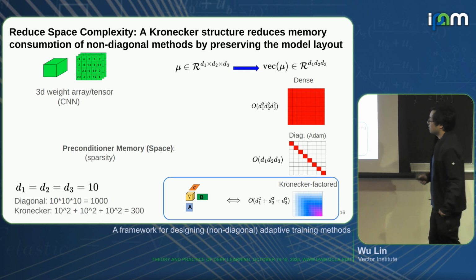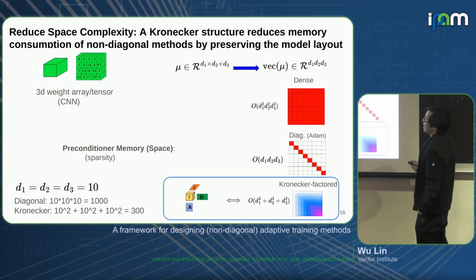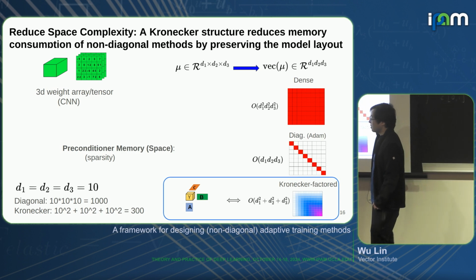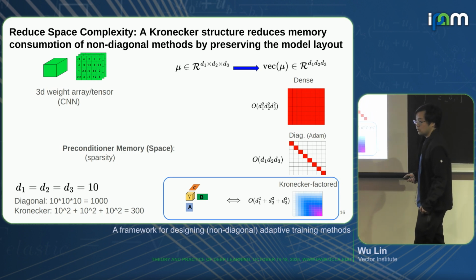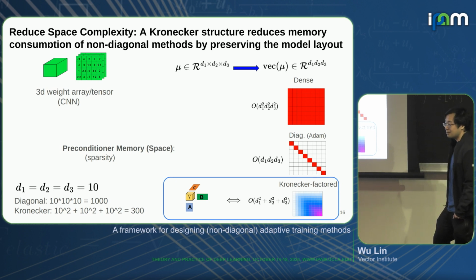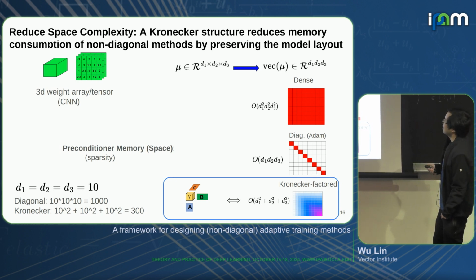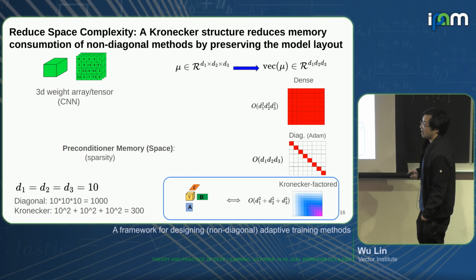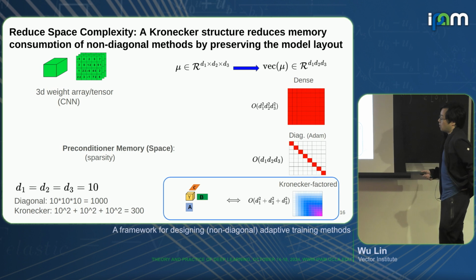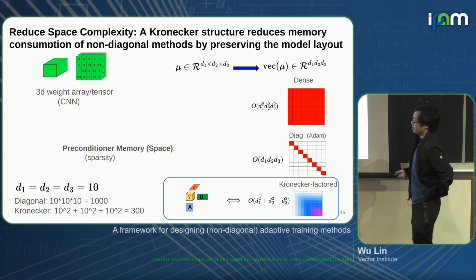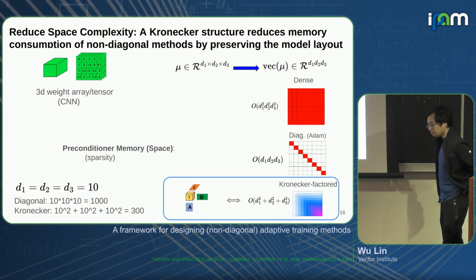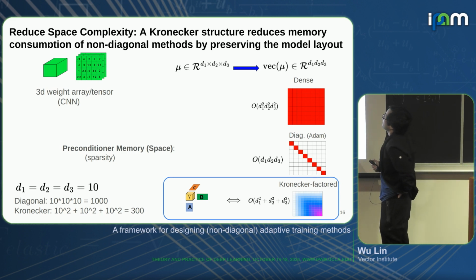As you can see in this case, the Kronecker structures use less memory than the diagonal counterpart. Let's consider when D1 equals D2 equals D3 equals 10. In this case, diagonal methods like Adam have to use 1,000 non-zero entries. But in the Kronecker case, we're only using 300 non-zero entries. And this is because we preserve the model layout.